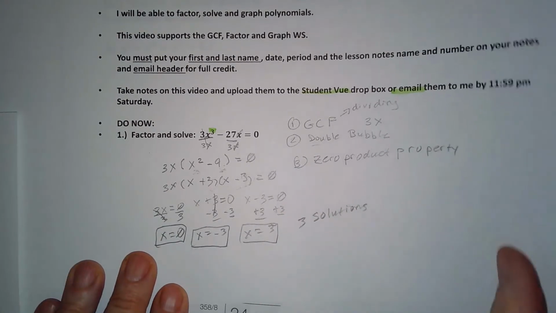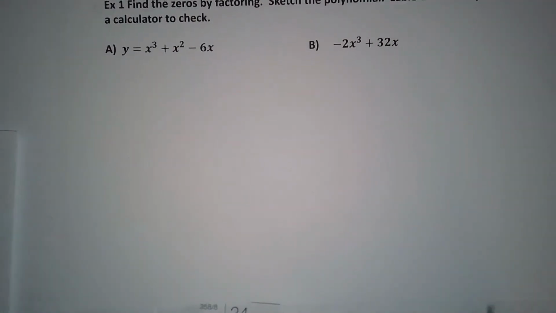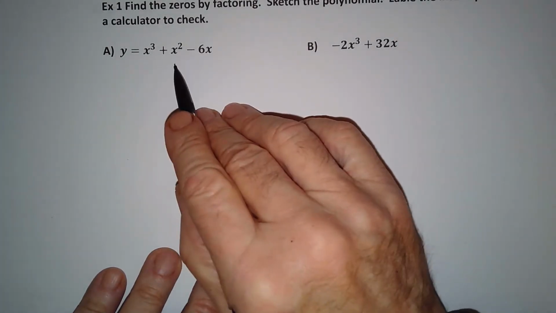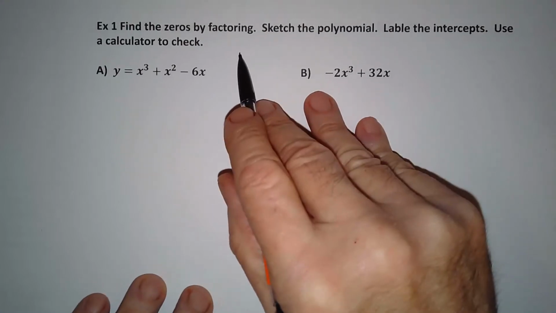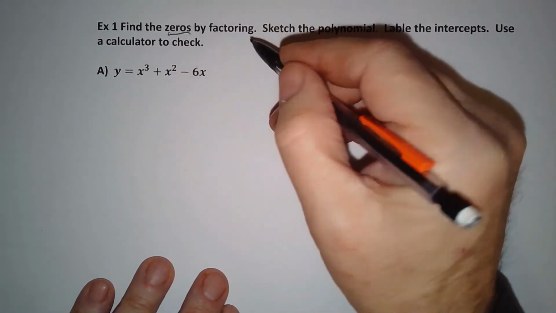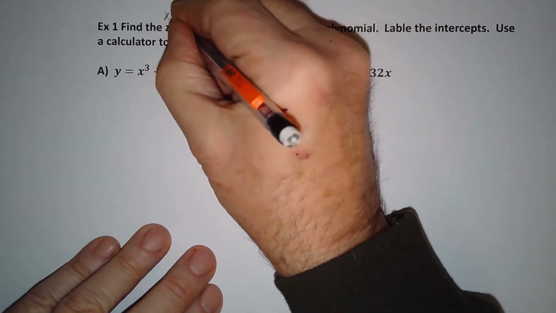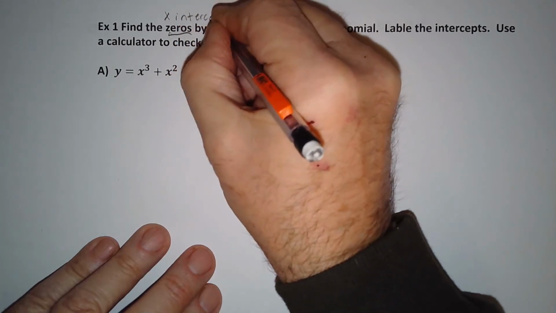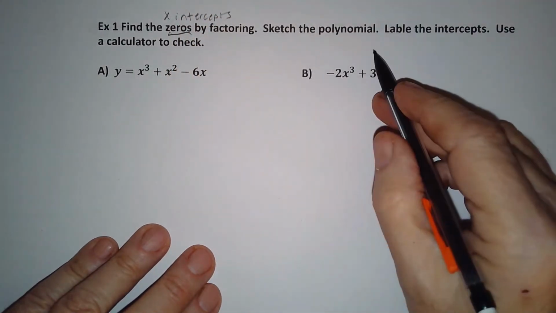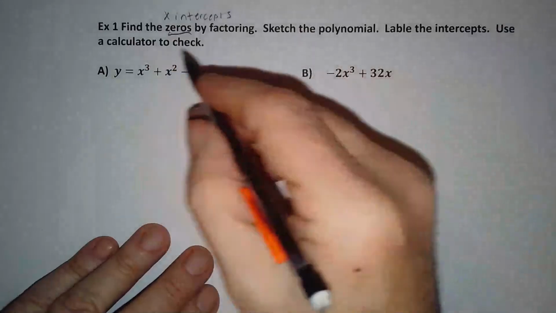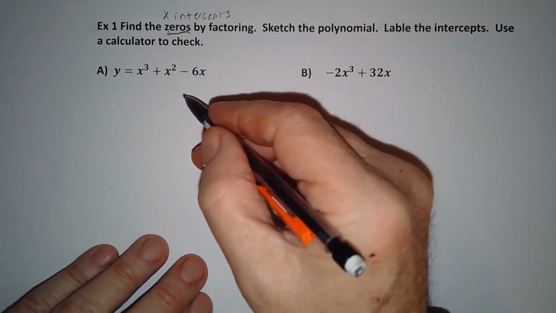But we're also going to actually graph that. So let's take a look at some examples of what we're going to be doing. Here we've got y equals x cubed plus x squared minus 6x. We're going to find the zeros by factoring. Remember, the zeros here are your x-intercepts. Then you're going to sketch the polynomial, label the intercepts, and use a calculator to check. We're going to do that, at least this time around.